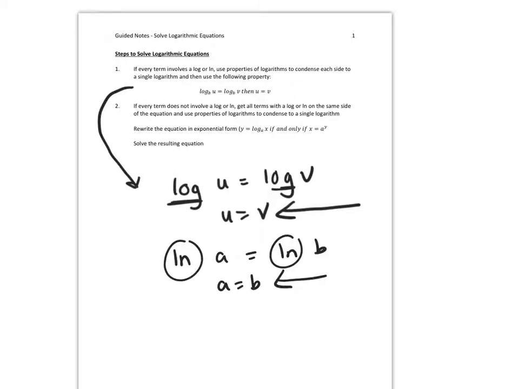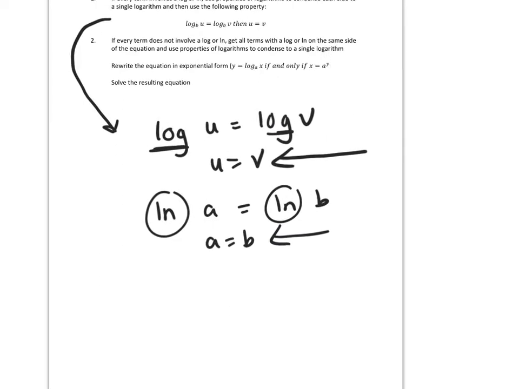Now, number two, if every term does not involve a log or ln, okay, so let's say you have ln of x plus 2 equals, now let's make it minus 2. Hold on. Minus 2 equals ln of y. So if you look at this equation, this term does not have an ln on it. So that's what I'm talking about.